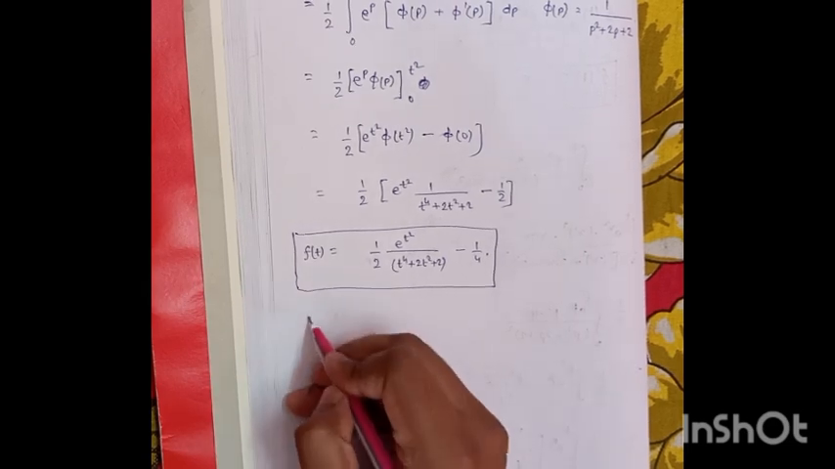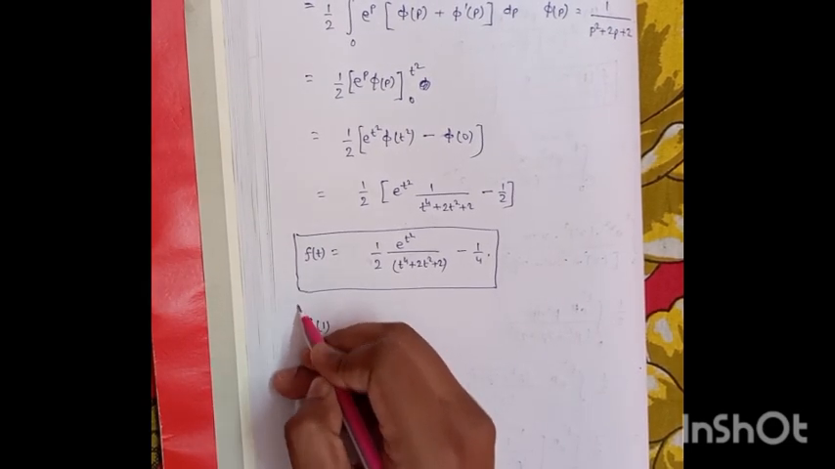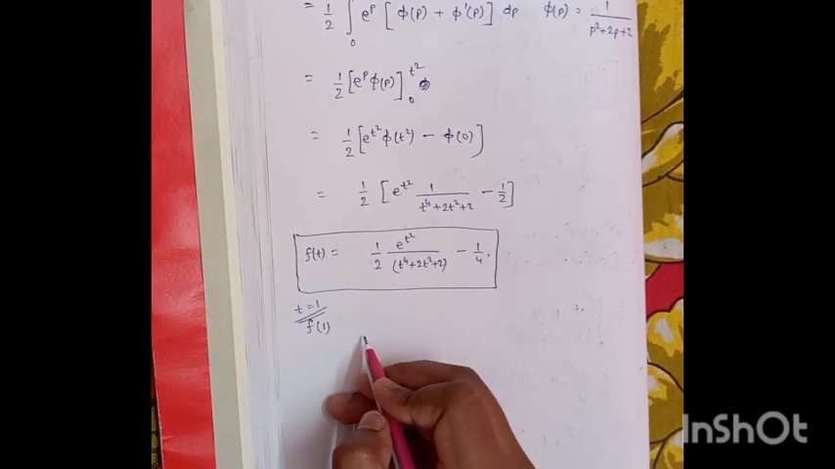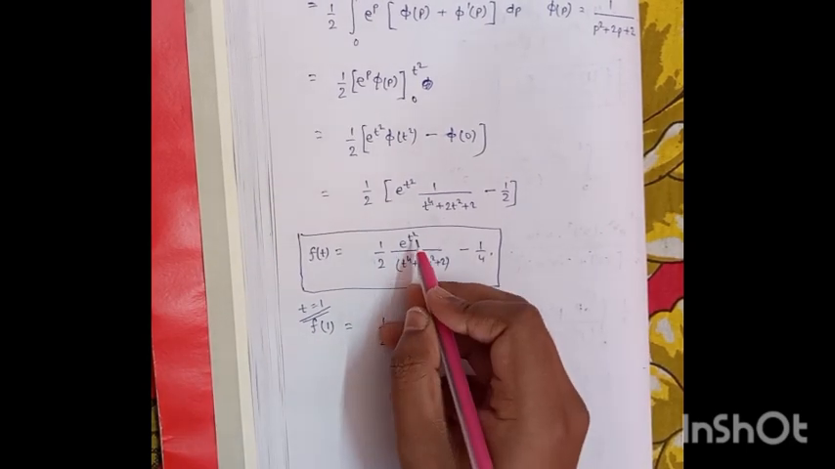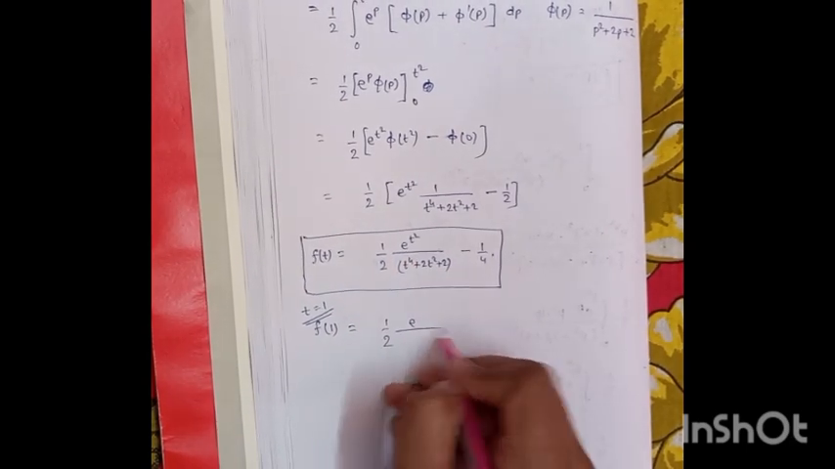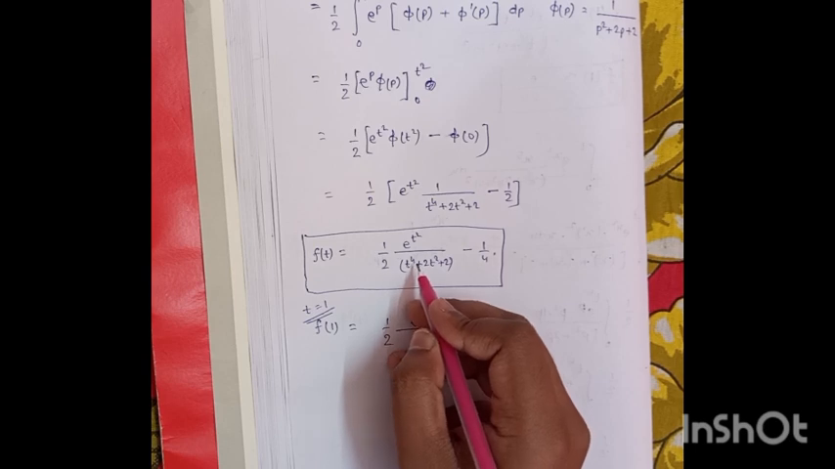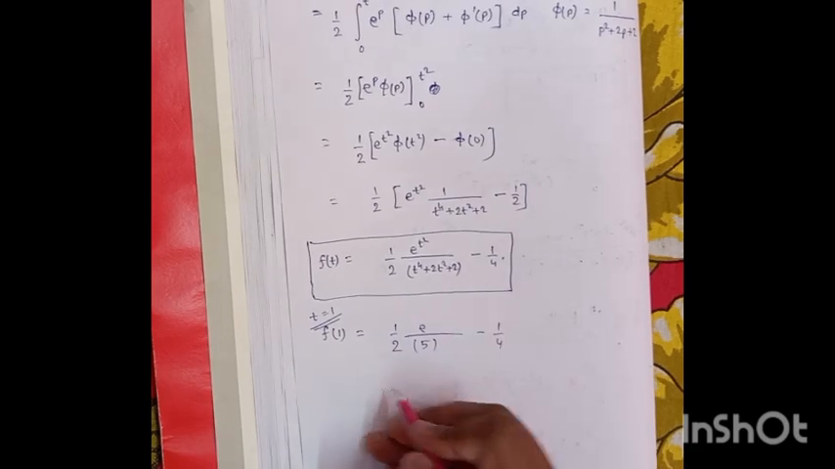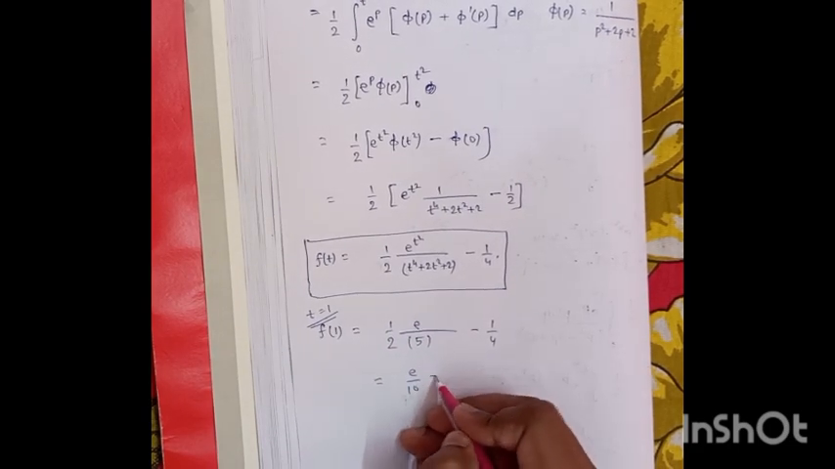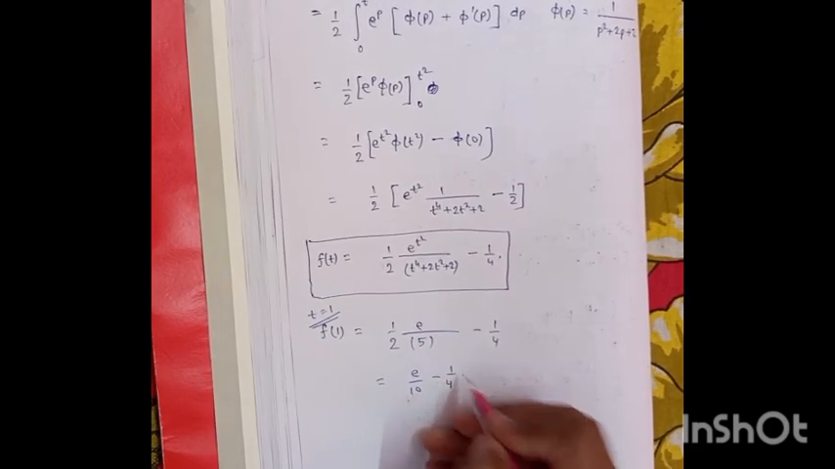So if we put t equal to 1 here, then we get the value of f1, which is half of e to the power 1 over, if we put t equal to 1, it will become 1 plus 2 plus 2, so 5, minus 1 over 4. So e upon 10 minus 1 by 4.